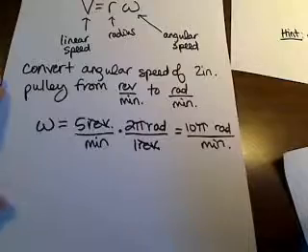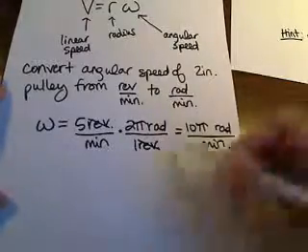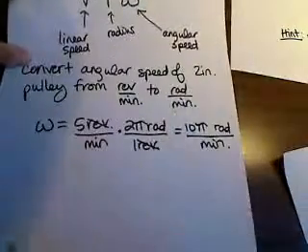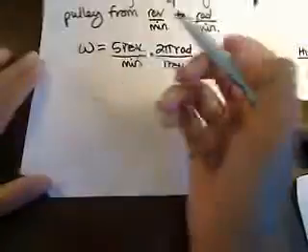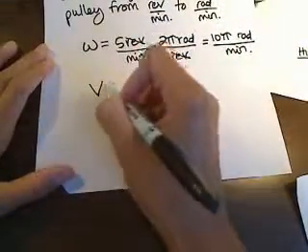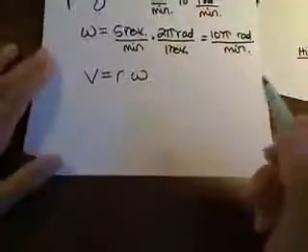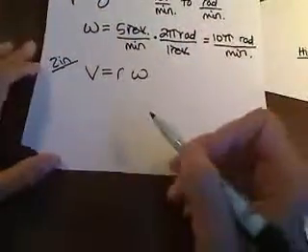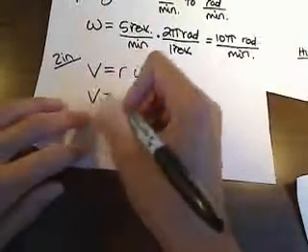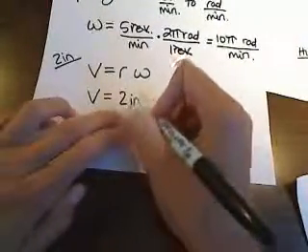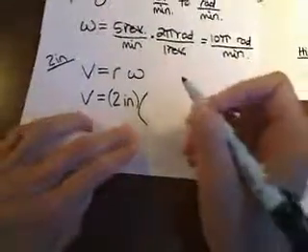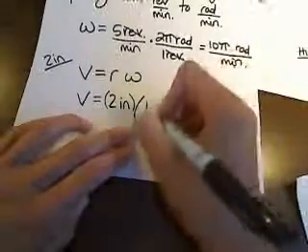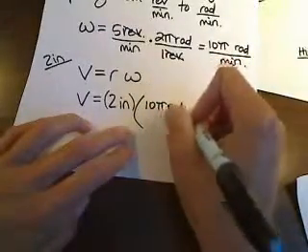Okay, all right, so now that we have this in radians per minute, we want to go ahead and calculate the linear speed. Our linear speed is using this formula, and I'm still working with this 2-inch pulley here. So we have linear speed is equal to the radius, which is our 2 inches, times the angular speed, that's our 10 pi radians per minute.